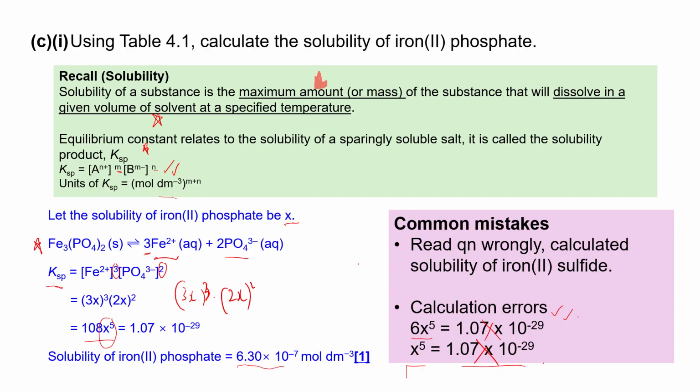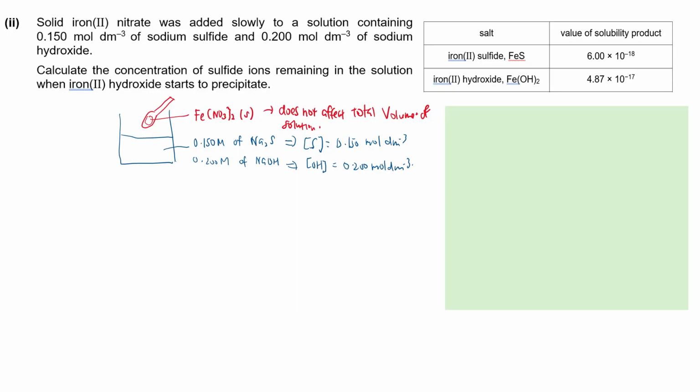Another thing is that a lot of you actually read the question wrongly. You calculate the solubility of iron 2 sulfide instead. There are 3 Ksp values given, and you have selected the wrong one to approach this question. So please take note.